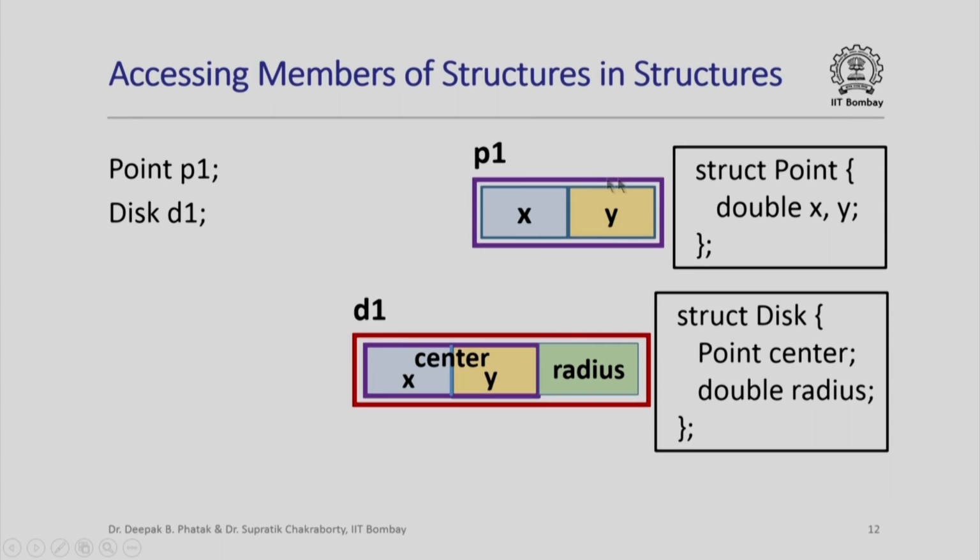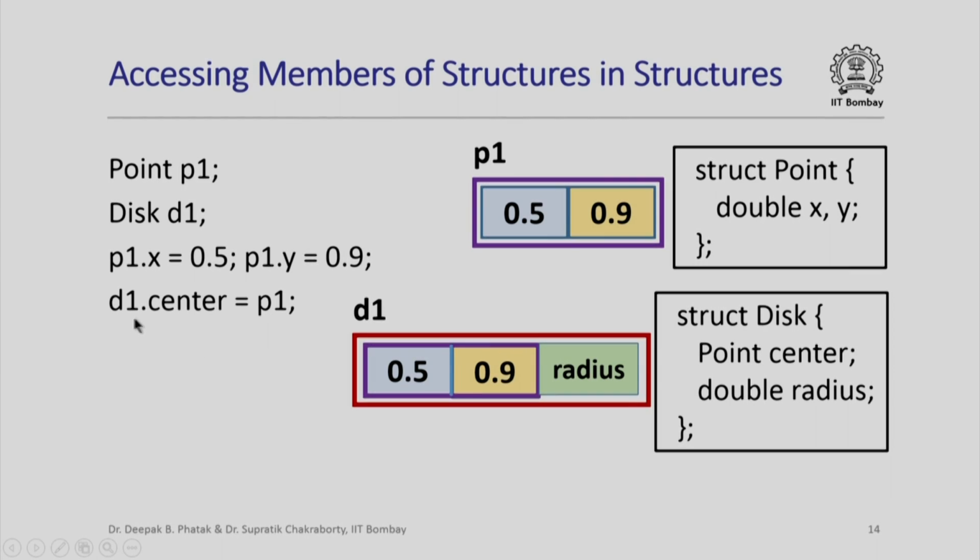What it really means is I have these two objects, p1 which has two members named x and y, and d1 which has two members named center and radius. The member named center itself is like an object of structure type point, so it has two members named x and y. Now, I could use these assignment statements, p1.x is assigned 0.5 and p1.y is assigned 0.9, to basically assign the values 0.5 and 0.9 to the two members of p1.